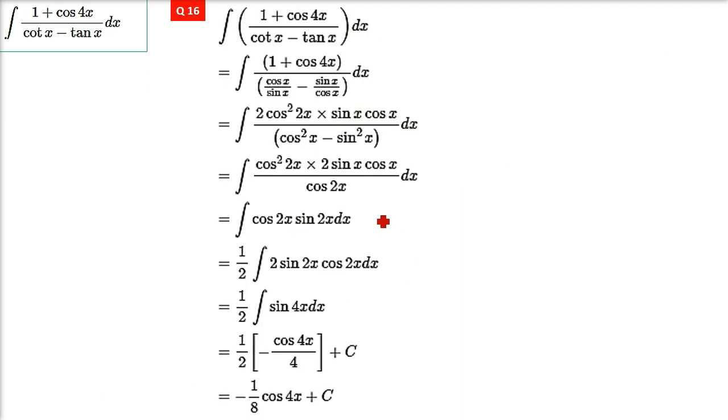So this is the whole procedure stepwise which you have to follow in order to solve this question. This is an important question. Let me say again: integration of sin 4x you know, but all other things are just trigonometric identities.